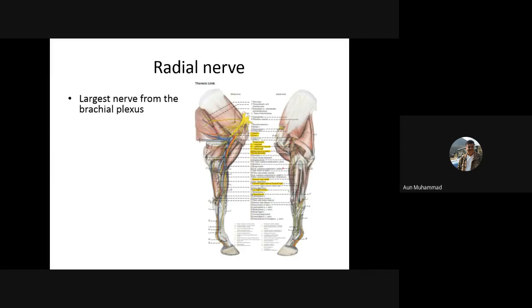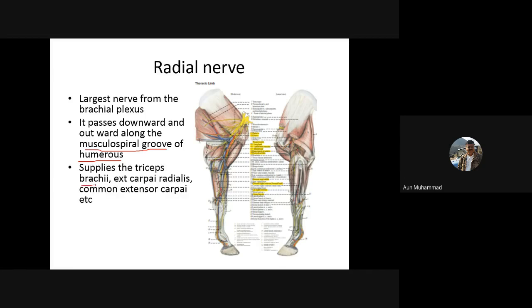So this is the largest nerve from the brachial plexus, and you can see in this picture, when it leaves the plexus, it will pass downward and outward along the musculospiral groove of the humerus bone. You can see this musculospiral groove is meant for this particular nerve. The nerve passes around and innervates the different extensor muscles like the triceps muscle, the extensor carpi radialis muscle, and the common extensor muscles.